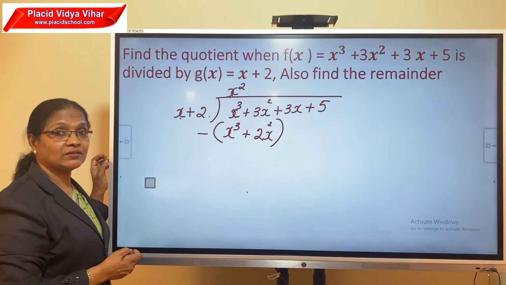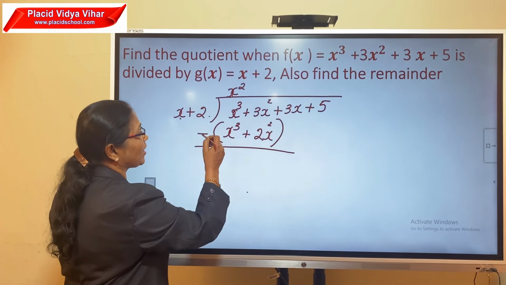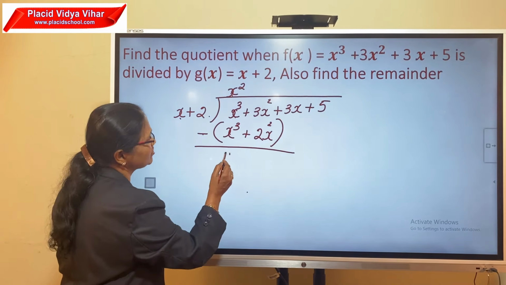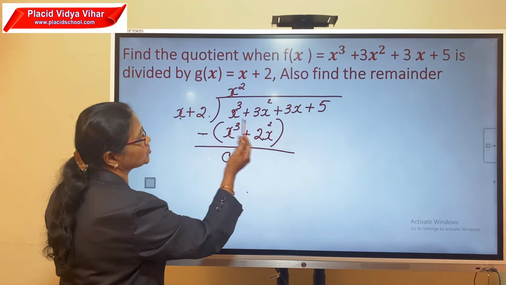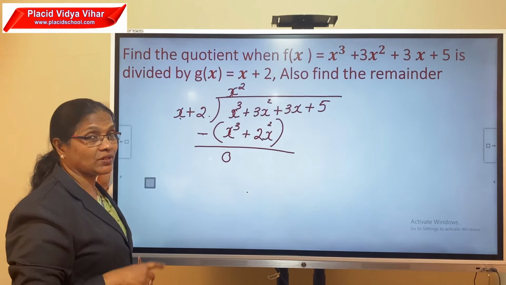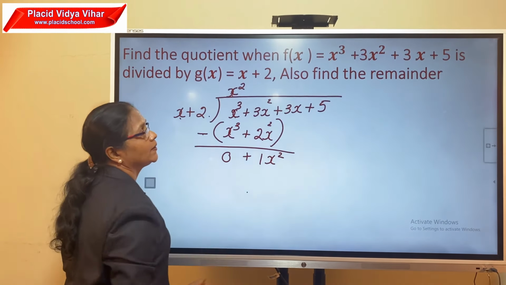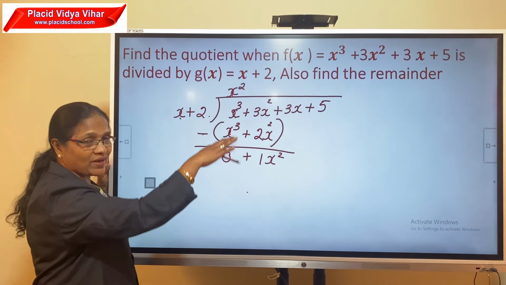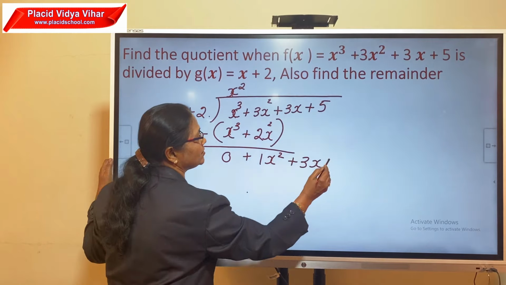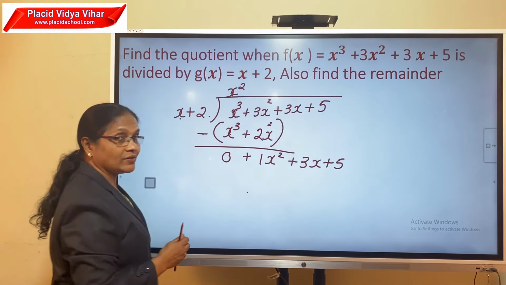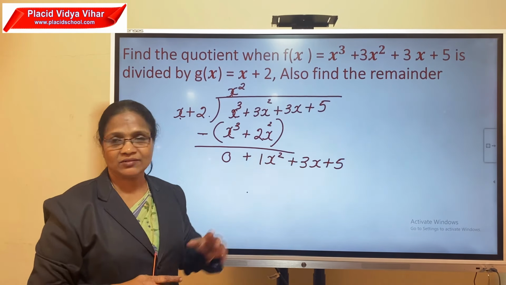Our usual division, the next process is subtraction. Therefore, x cube minus x cube becomes 0x cube, that is 0. Now 3x square minus 2x square. 3 minus 2 is 1. Therefore, positive 1x square. Now we have to just bring down the next two terms, that is 3x plus 5. Now the dividend becomes 1x square plus 3x plus 5.